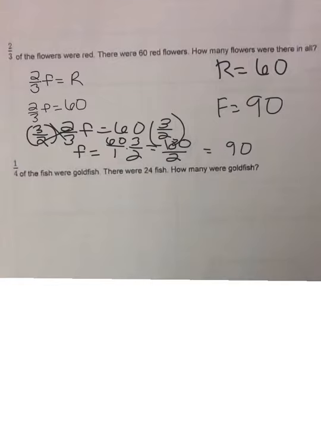Please make sure to copy this information into your notes. Let's try this next problem. It says 1/4 of the fish were goldfish. There were 24 fish. How many were goldfish?